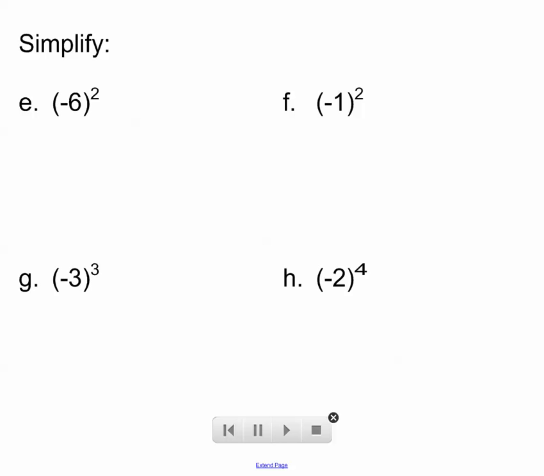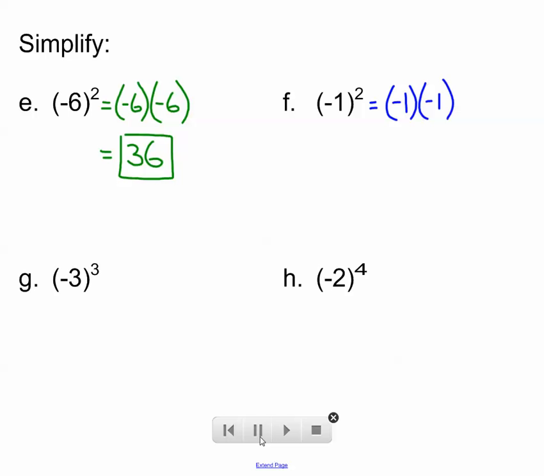All right, now exponents fall into the category of multiplication because exponents are just simply repeated multiplication. So on E, we've got -6 times -6. That's a negative times a negative, so our answer is positive. 6 times 6 is 36. On F, this is -1 times -1. That's a negative times a negative, so our answer is positive. And 1 times 1 is 1.